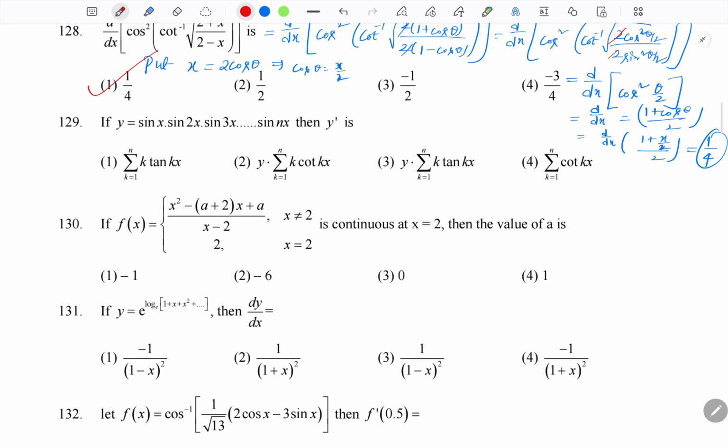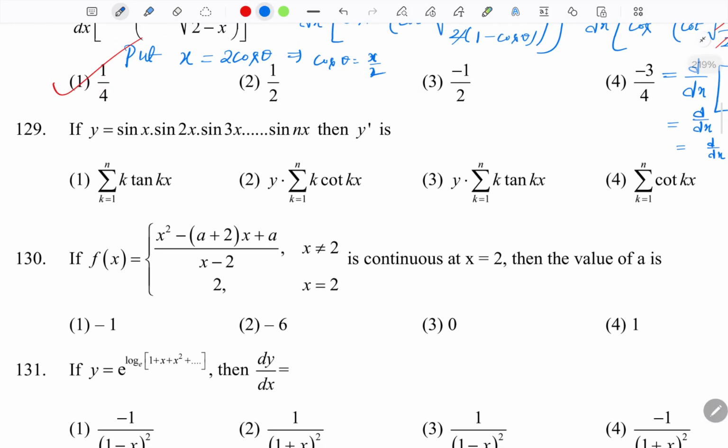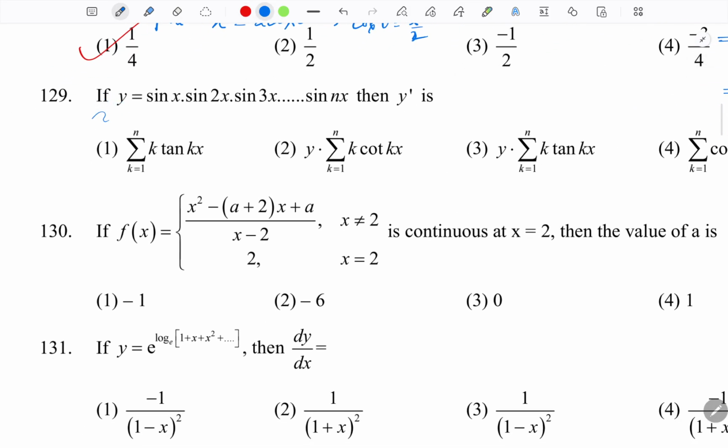Next question. See, it's a product of functions, right? Whenever there is a product, what is the best shortcut way? Take log on both sides. If I take log on both sides, what will we get? Log y is equal to, see, if I apply the log to a, b, c and so on, what is the log abc formula? Log a plus log b plus log c, right? I am using that formula and writing directly: log x plus log sin x plus log sin 2x plus log sin 3x and so on.